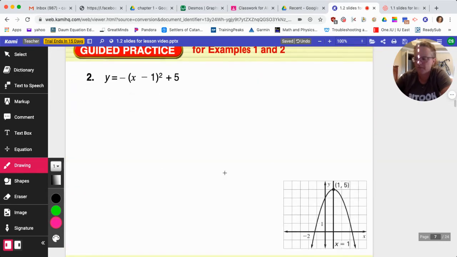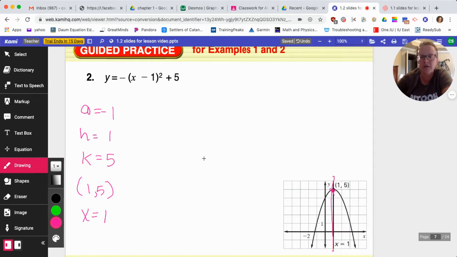All right, let's try another one. So here I have a equals -1, open and down. H equals 1 and k equals 5. My vertex is 1, 5. My axis of symmetry is x equals 1, which we see right here, axis of symmetry and vertex, and definitely open and down. So let's go ahead and try a few more points. If we do x equals 0, I'm going to have negative.